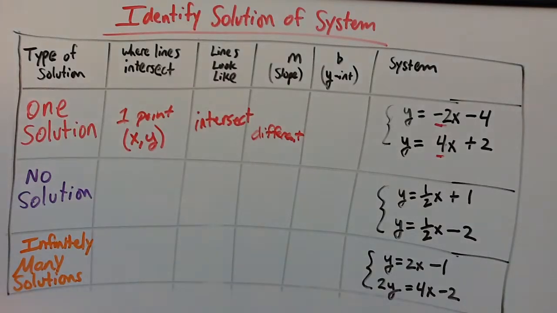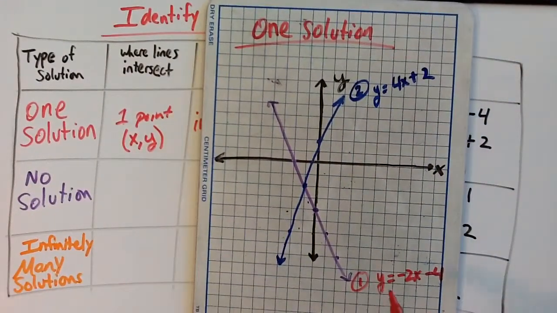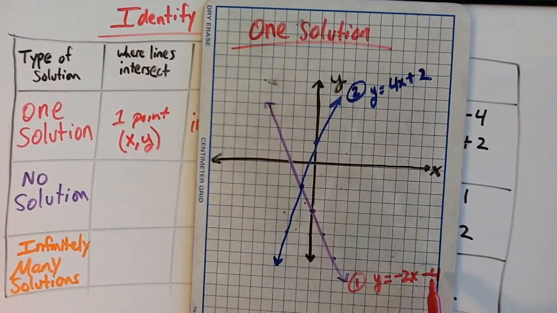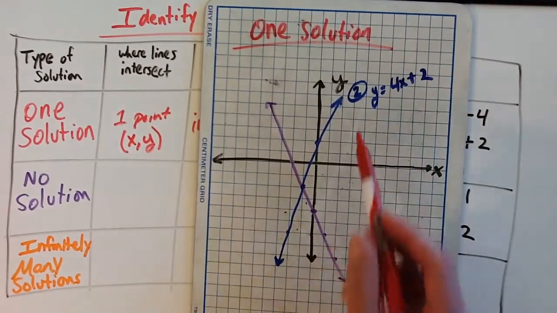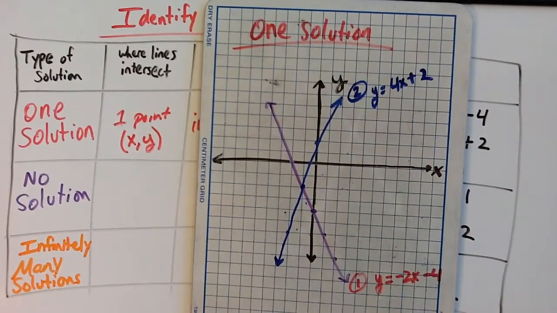Let's look at an example of these graphs. So here are both of these graphs. The purple line we'll call equation number 1. This is y equals negative 2x minus 4. The blue line is equation number 2. It is y equals 4x plus 2. They are graphed on the coordinate plane, and as you can see, they intersect at exactly one point.